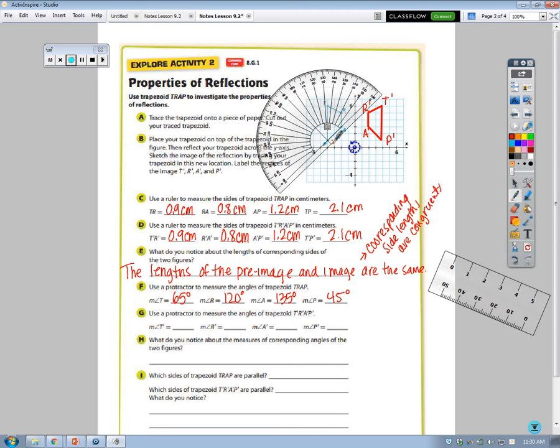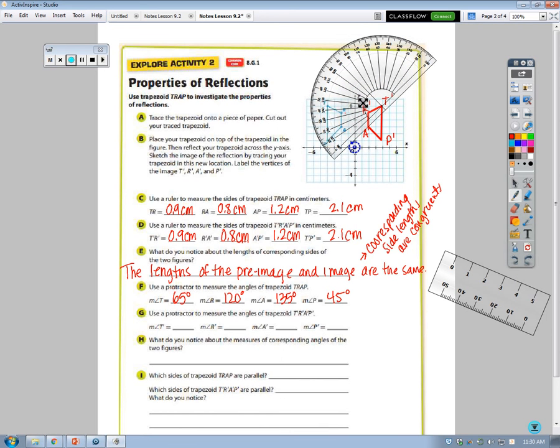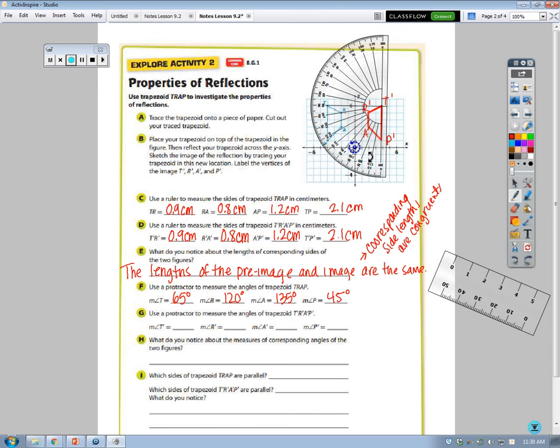So corresponding angles, I'm going to take a look at angle T. And I know this is kind of time consuming, guys, but it is important because it's showing us how angle measurements of our image and pre-image compare. So we're looking at about 65 again, right? And 20, 30, 40, 50, 60, right in between. We're looking at 65 degrees for angle T prime.